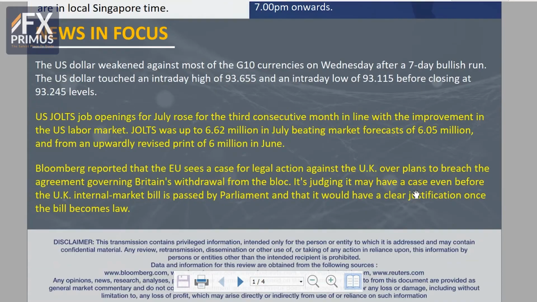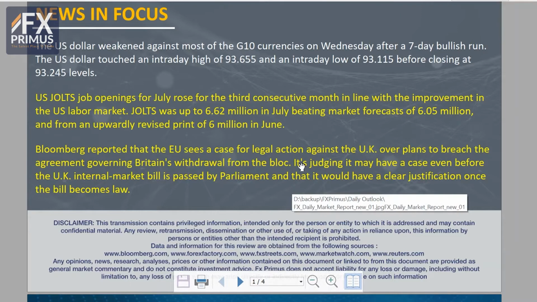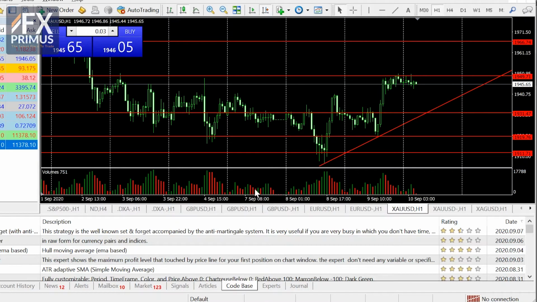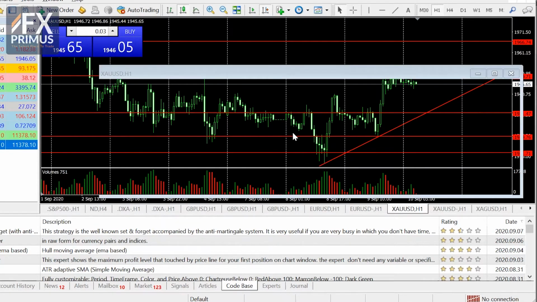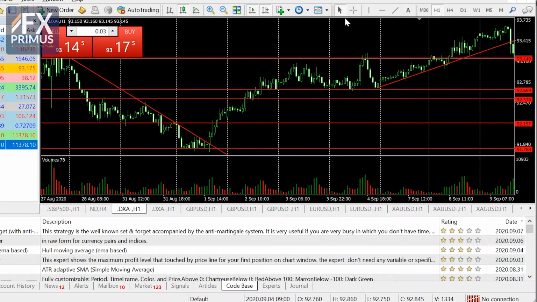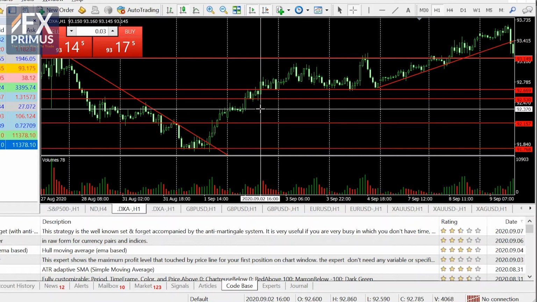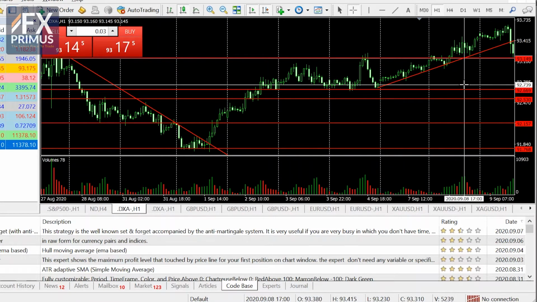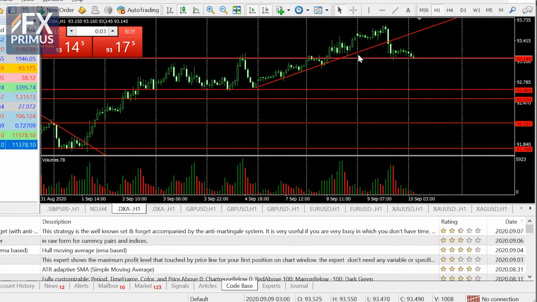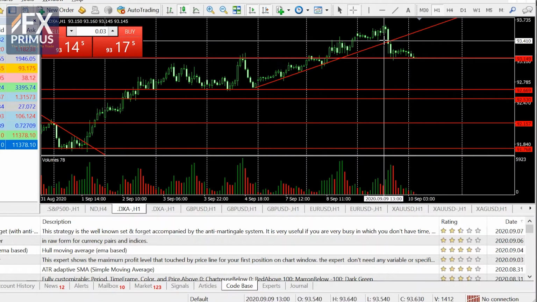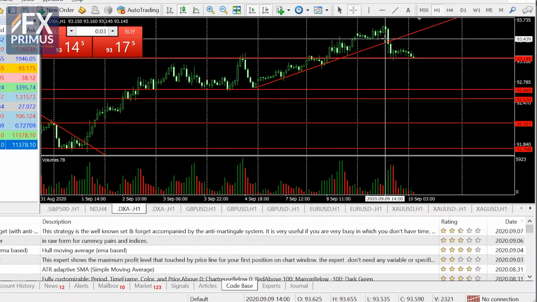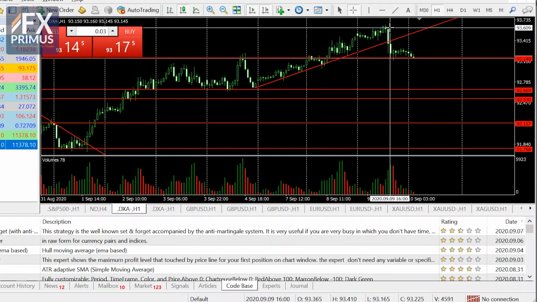So over the last 24 hours, the US dollar weakened against most of the major currencies after being on a bullish 7-day run. The US dollar has been going up from 1st of September, 1 day, 2 days, 3 days, 4 days, 5 days, 6 days, 7 days, or technically 6.5 days. And towards yesterday at about 7 p.m. local Singapore and Malaysia time, the US dollar starts to weaken and goes down to support levels of 93.12.